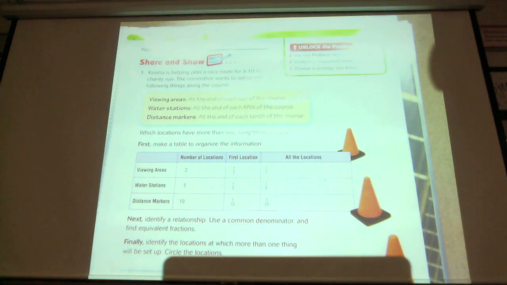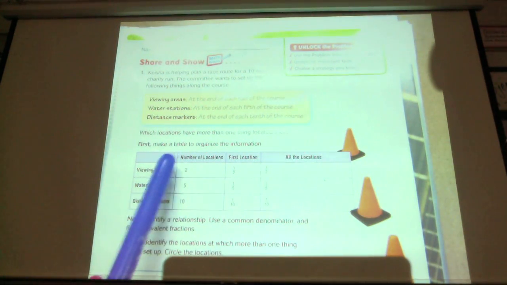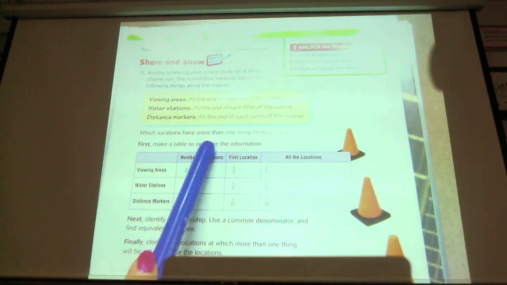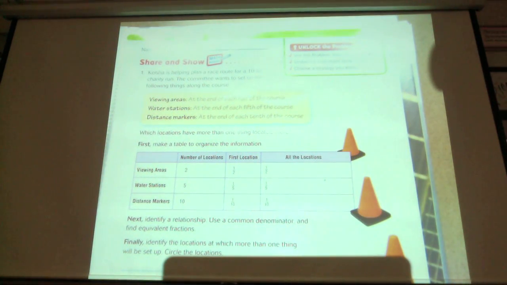The question that they're going to ask here is which locations will have more than one thing located there. So at what point are you going to see, hey, there's a viewing station and a water station here, or there's a water station and a distance marker here? Where are you going to see more than one marker?